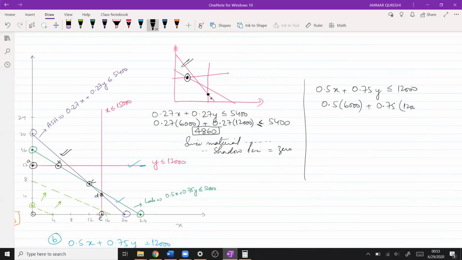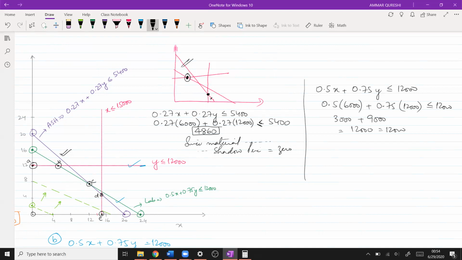12,000 should be less than or equal to 12,000. So let's try to calculate. 0.5 into 6,000 is 3,000. 0.75 into 12,000 is 9,000. So this left hand side is equal to 12,000, which is equal to 12,000. So this resource will be 100% utilized. So we can conclude that labor is a binding constraint, right?